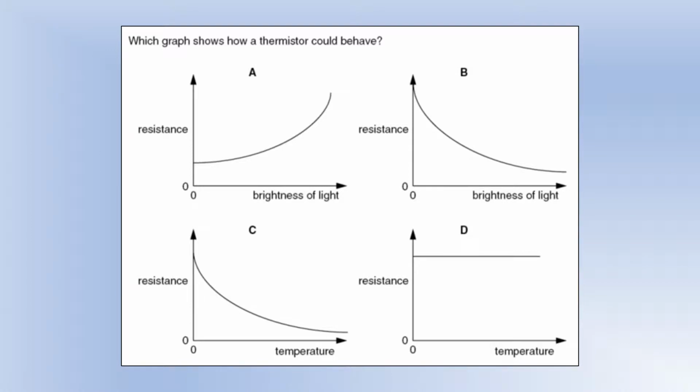Okay, in this video we're going to be looking at some past exam style questions on resistance specifically. So first of all, which graph shows a thermistor? Graphs A and B have got stuff about brightness and show resistance changing, so it's not going to be those. Graph C shows that as temperature increases, resistance decreases, which describes a thermistor, an NTC thermistor anyway. Whereas graph D shows that as temperature changes, resistance doesn't change, so it's definitely not that one.